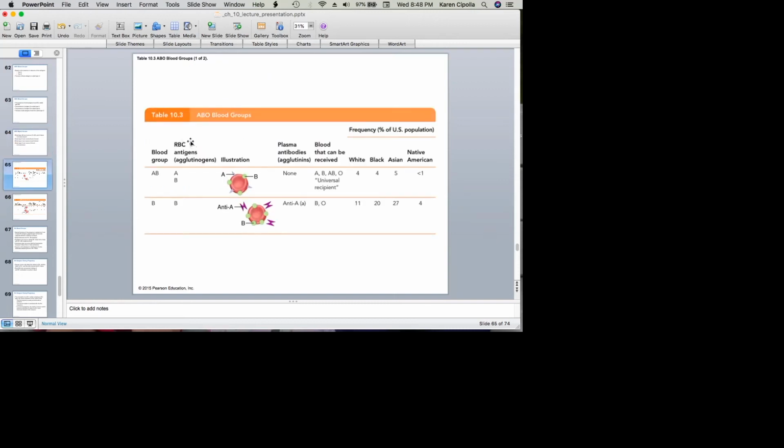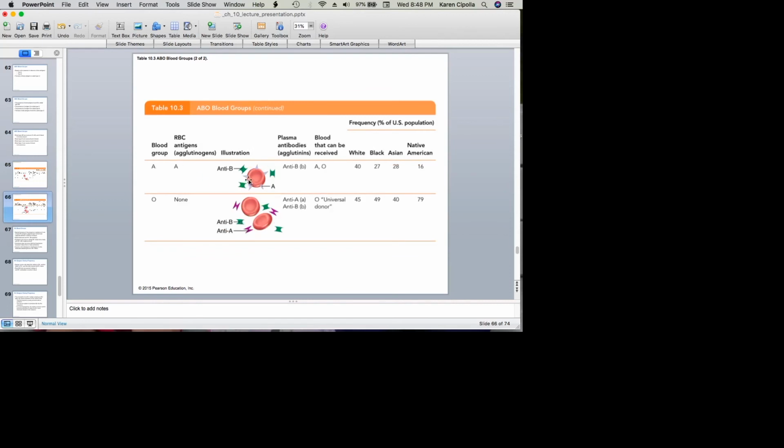Let's look at this chart, table 10.3 on page 351 of your book. You've got the AB blood group, which has antigen A and antigen B connected to the red blood cells, so they can receive anything. They can react with A antibodies and B antibodies, so they can take anything. Type B blood only has B antigens on the blood cell, so A antibodies within the blood will react and cause a reaction if they're given type A blood. So they are A, B, and O only.